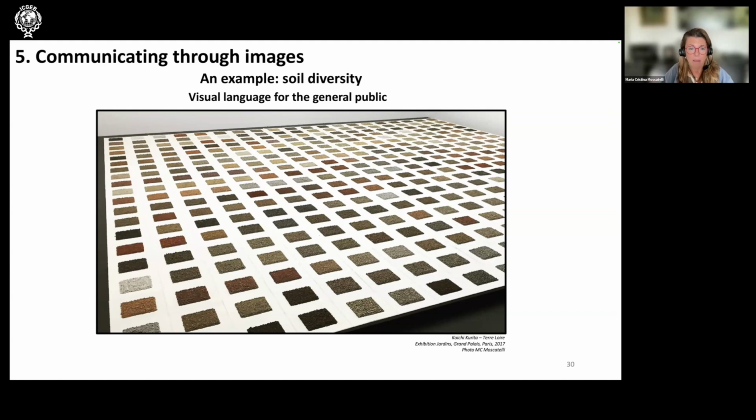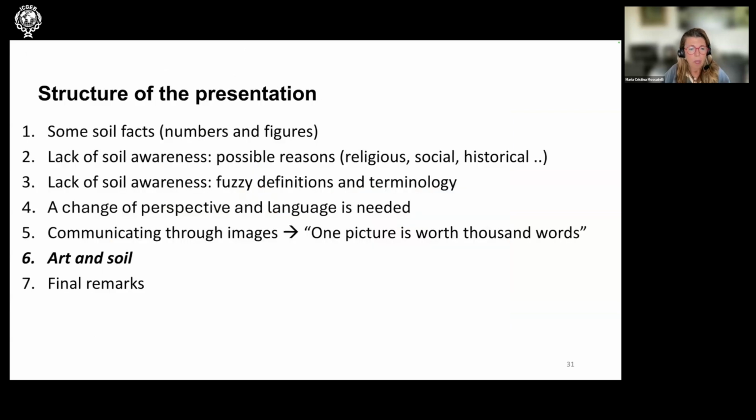And this is amazing because it gives immediately the idea of the diversity of soil, and you can also experience, going a little bit closer, their granulometry and texture. So art can do something with soil. Art can help soil. Let's see how.